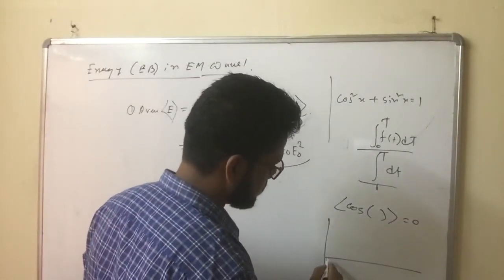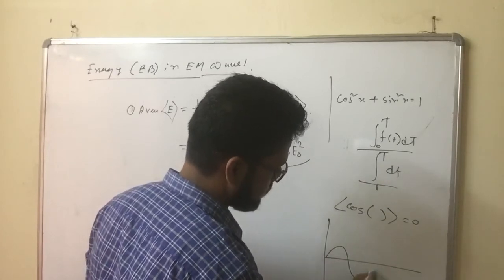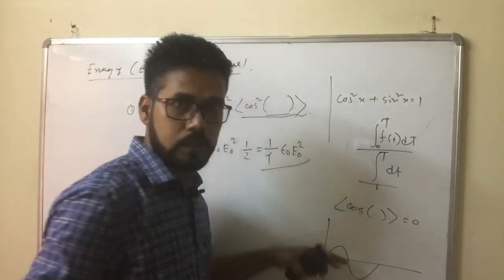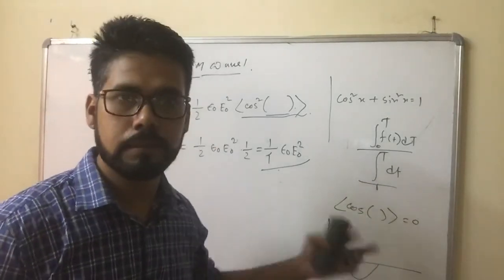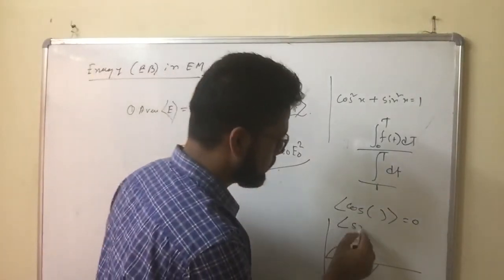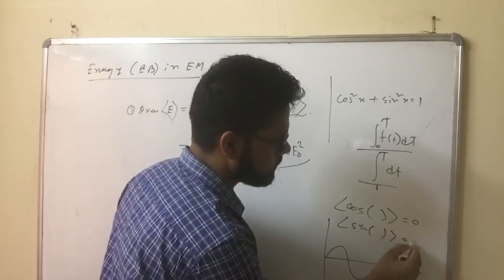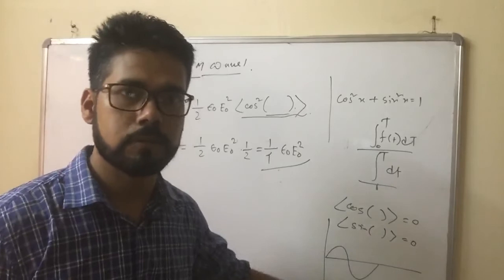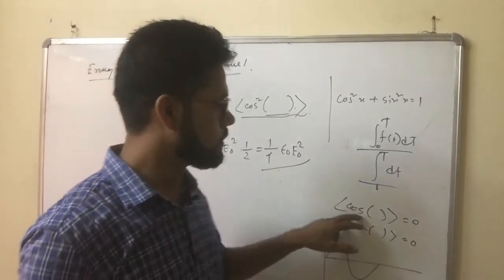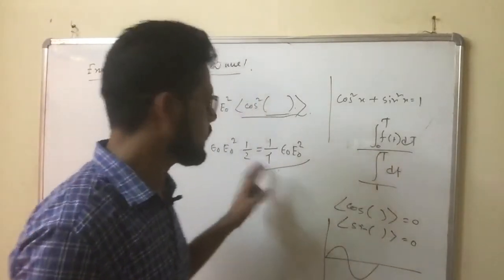Because suppose this is sine, and this is a complete cycle. The average is positive in one half and negative in the other, plus 5, minus 5 equals 0. So the average of sine or cos is always 0, plus half, minus half, plus 5, minus 5 is 0. The average value of cos or sine is 0, but the square is half.